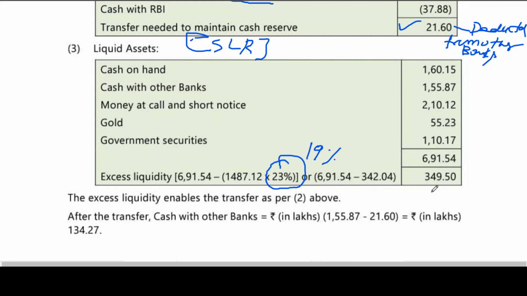Excess liquidity means we are having more reserve than required. Required is 23% on deposits. We are comparing the statutory liquid ratio, which safeguards the interest of the people who lend the money, with the liquid assets which are available. Liquid assets is 691.54, whereas the statutory liquid ratio is coming to 342.04 to safeguard the interest of depositors.